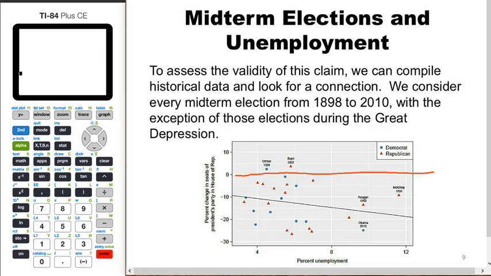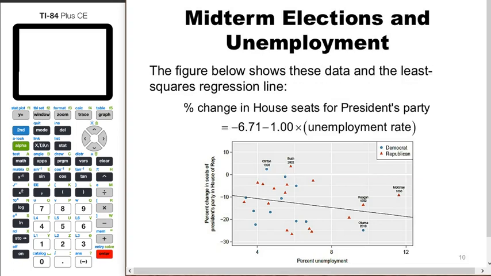So you can see that in almost every case the president's party did worse. There are 2 exceptions, where Clinton in 1998 and Bush in 2002 both did a little bit better. Not by a lot, but both actually saw increases. And those are the only 2 times. Everyone else seems to have done worse. So again, the figure below shows the data, and here's the least squares line.